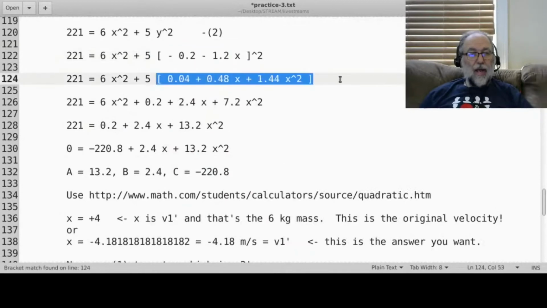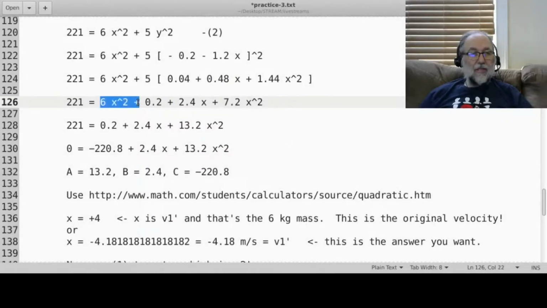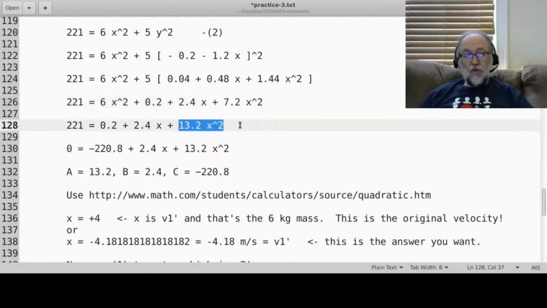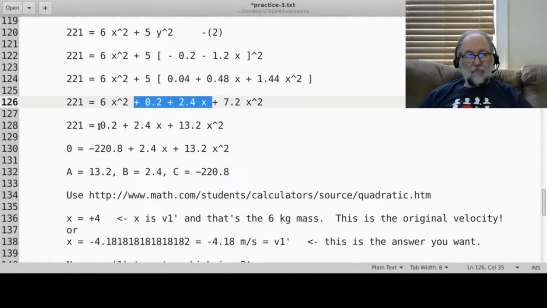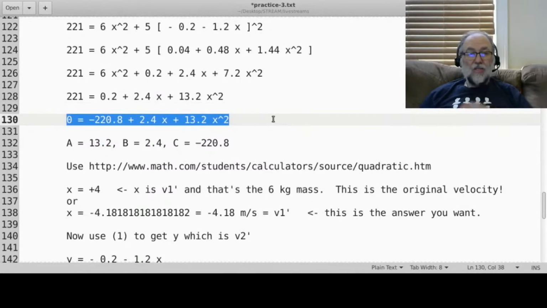Expanded. And then I have 5 in front, so I'm going to multiply 5 times 0.04 and 5 times 0.48 and so on, and that gives me that expression. And then I collected together the terms. I have a 6x squared here, and I have a 7.2x squared here, which add together to give me 13.2x squared. The other terms remain the same. And that almost looks like a quadratic, but I've got two constant terms, and so I'm going to subtract 221 from both sides, and that gives me that there, and that is a quadratic.